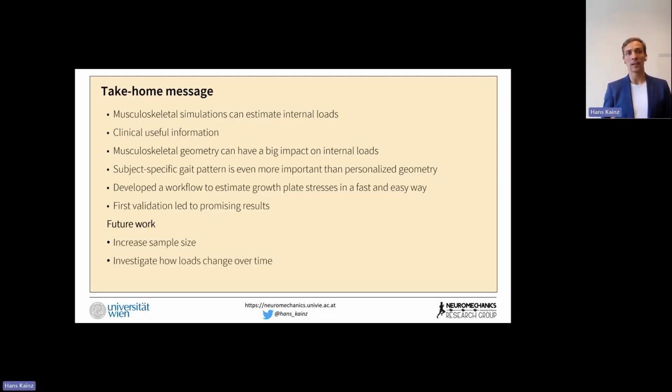For future work, we of course have to increase the sample size. Then we want to investigate how these loads actually change over time. Are the growth plate stresses in our healthy participants constant over time, or do they actually change? And also develop a workflow for how we can non-invasively change the loading at the growth plate and therefore potentially change the growth of the bone.